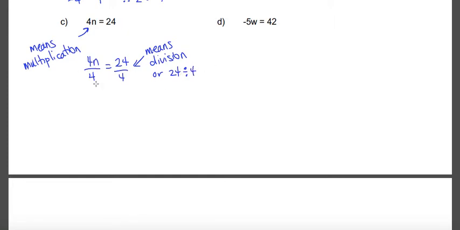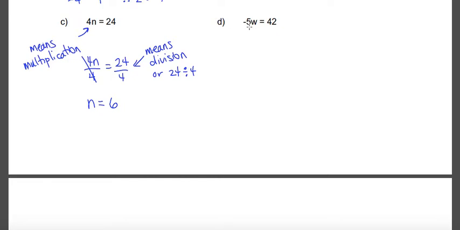So 4 divided by 4 is 1, so these ones cancel each other out, so we're left with just an n. And 24 divided by 4 is 6. And again, you could do that left side, right side check to check your answer to make sure it's correct. So let's take a look at example D.